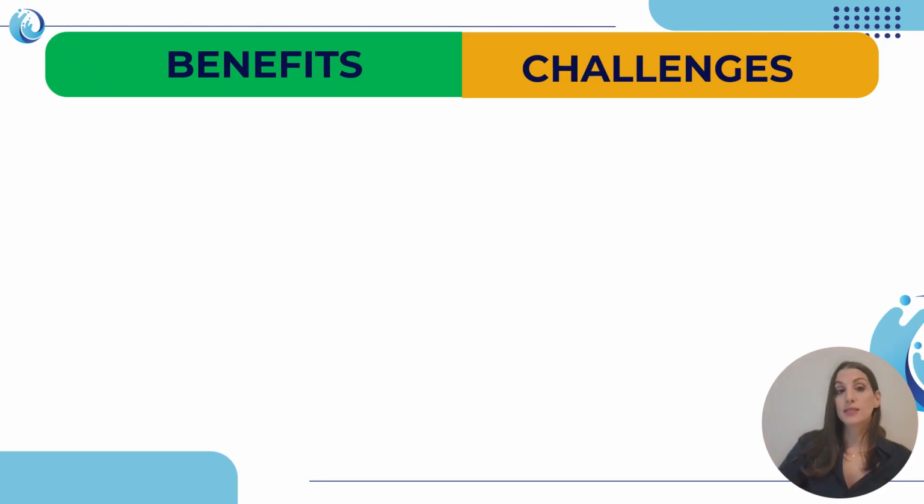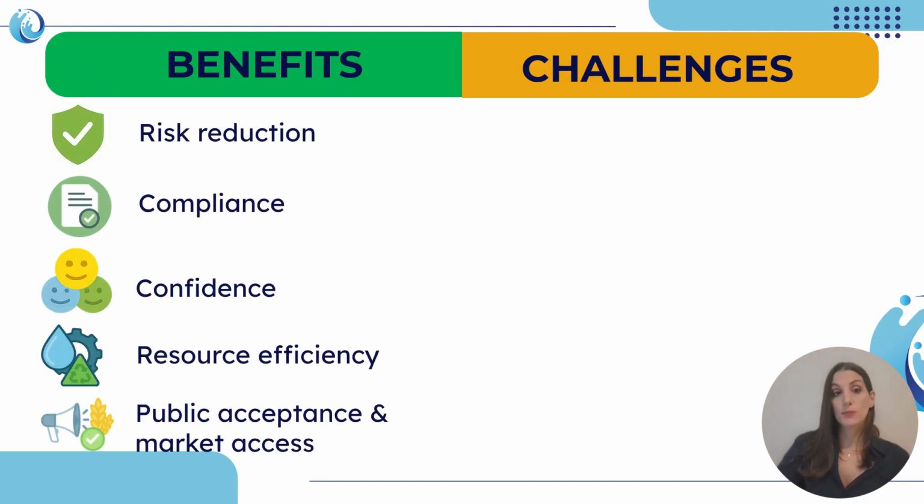What benefits and challenges arise when putting a safety plan into practice? On the benefits side, there are several clear advantages. First, safety plans reduce risks to both human health and the environment by identifying hazards and applying the right controls. They also ensure compliance with regulations such as the EU Water Reuse Regulation. Safety plans build confidence and trust among farmers, consumers, and regulators. They promote resource efficiency, and finally, they support public acceptance and even market access.